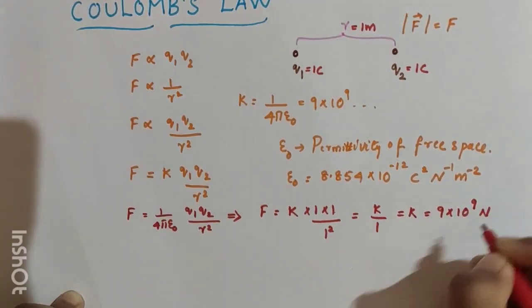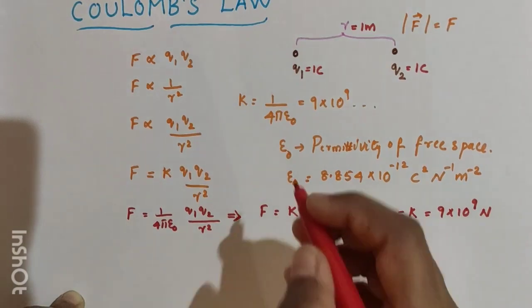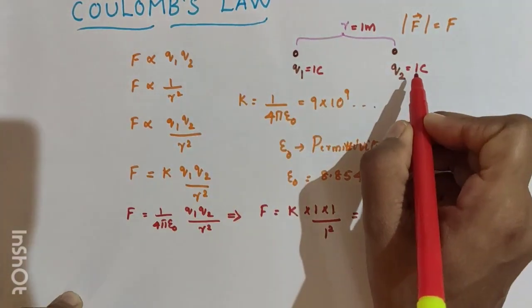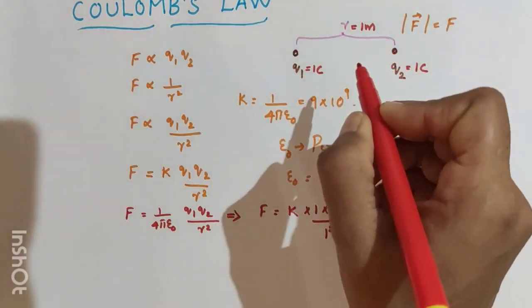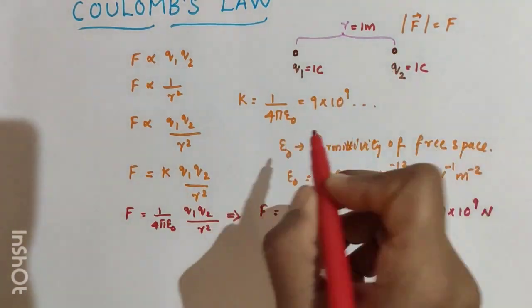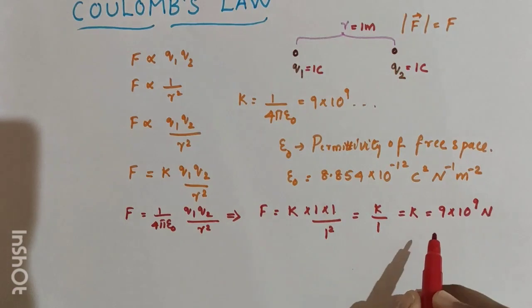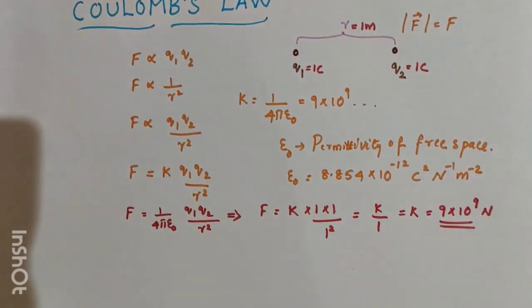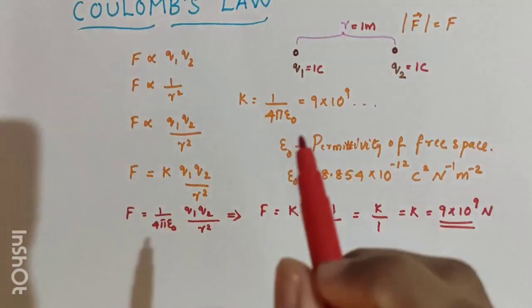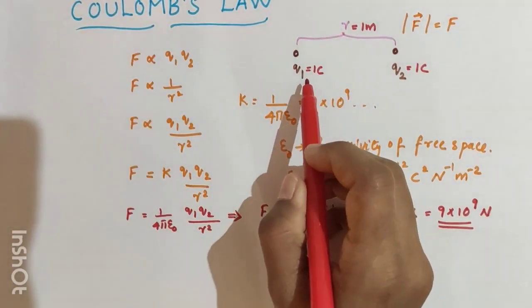So, the SI unit is Newton. That is, when these two charges have magnitudes of 1 Coulomb and they are separated by a distance of 1 meter, then the force between these two charges will have a magnitude equal to 9 into 10 raised to 9 Newton. So, by using this example, we can actually define 1 coulomb of charge.